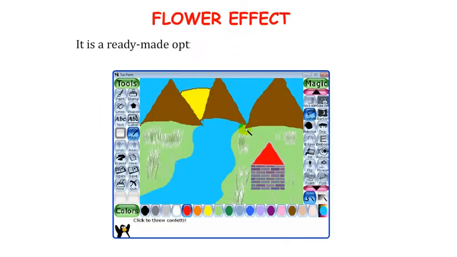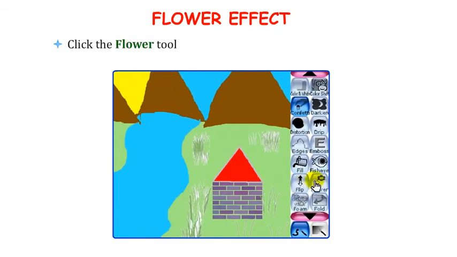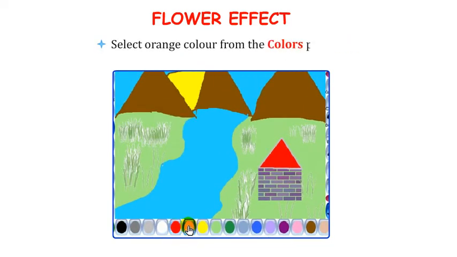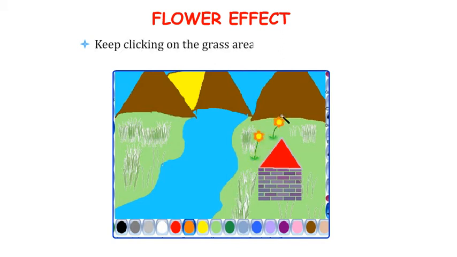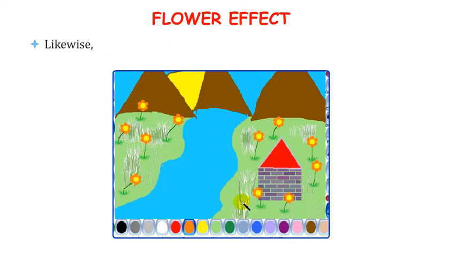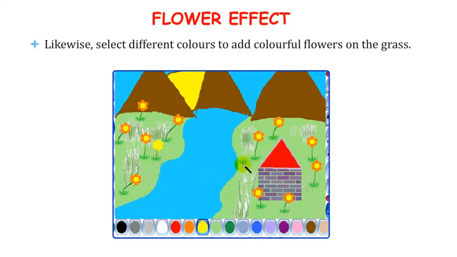Flower effect. It is a ready-made option to draw flowers on the canvas. Click the flower tool, which is a sub-tool of the magic tool. Select orange color from the colors palette. Bring the magic wand over the grass. Keep clicking on the grass area to add flowers on it. Likewise, select different colors to add colorful flowers on the grass.